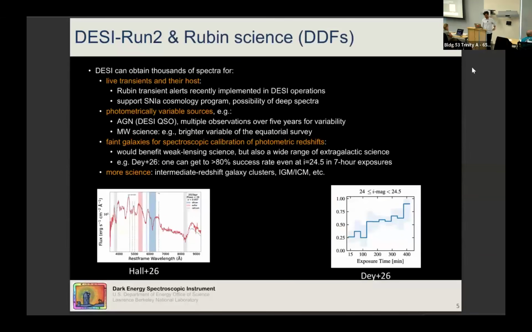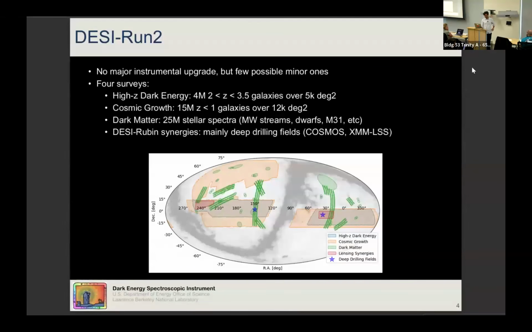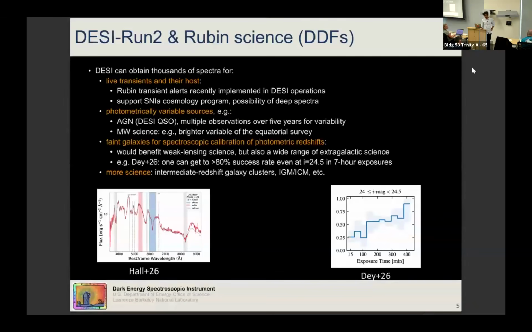There's been a lot of development recently on how to coordinate between the two experiments. Because, as I didn't precise, DAISY, at least for the high-z dark energy and the cosmic growth in the southern part, will partially use Rubin imaging to do target selection. That way, DAISY benefits from Rubin. And then there's been a lot of thought on how Rubin could benefit from DAISY.